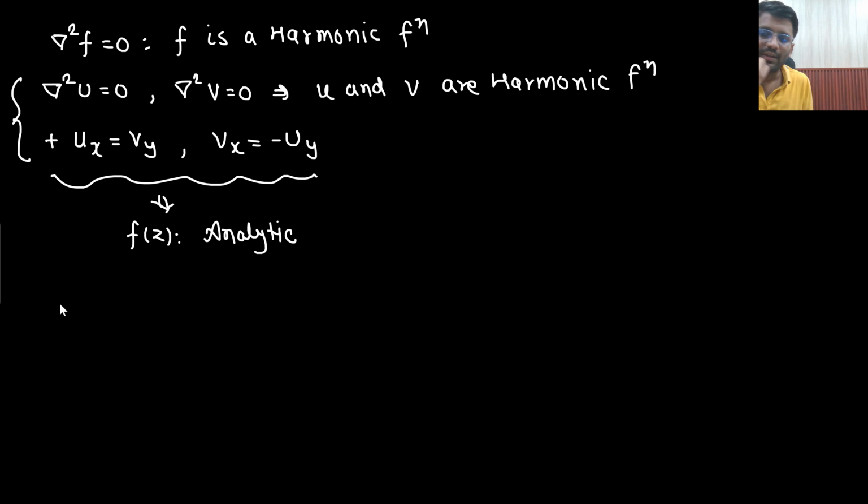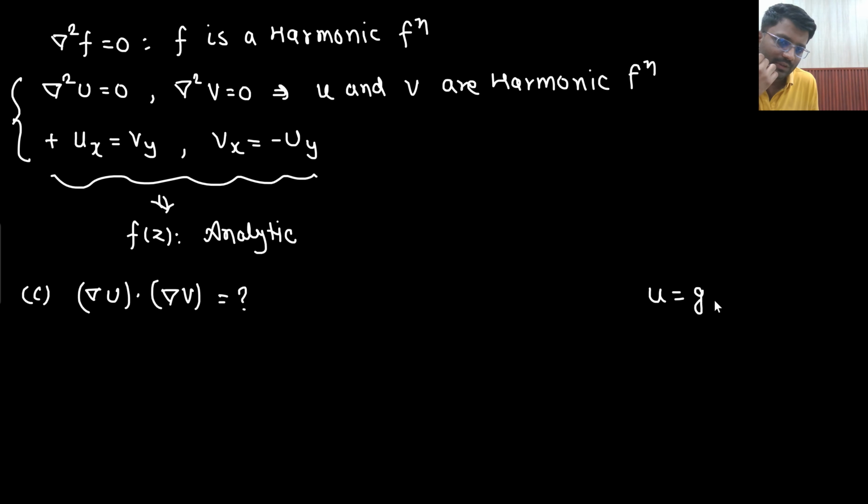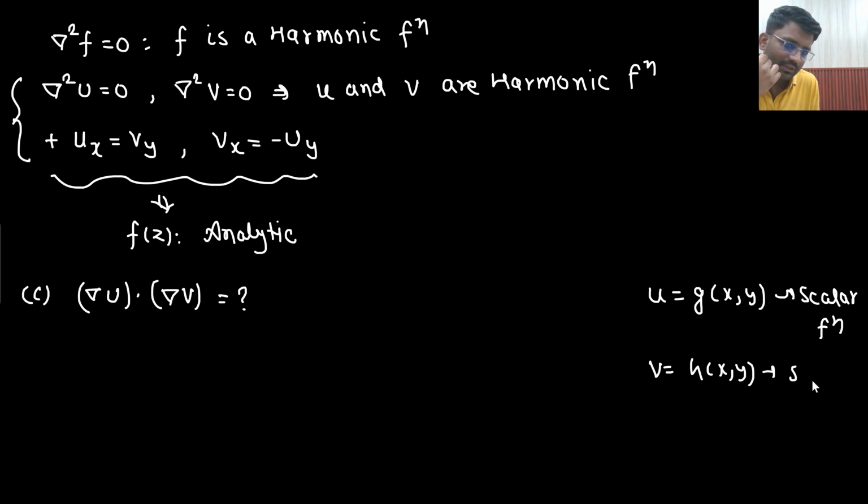Now let's find out the gradient of u and gradient of v. What are we supposed to find out? In option C we are taking the gradient of u. Basically they are asking del u dot del v. So you know that u is a function of x comma y. It is a scalar function. And similarly v is also a function of x comma y. It is also a scalar function. So can you calculate their gradient? Absolutely.